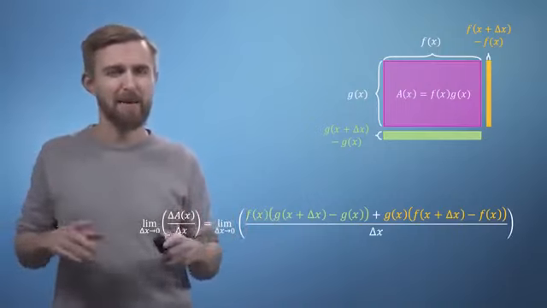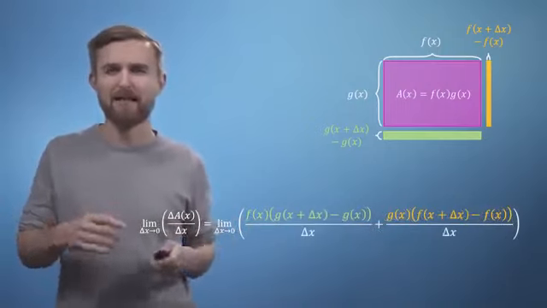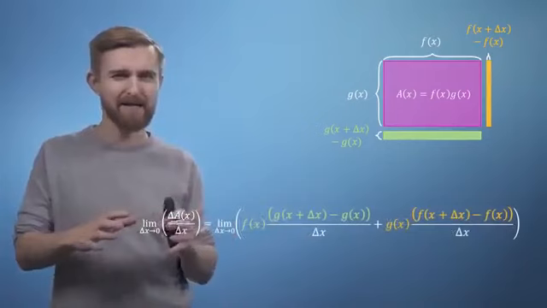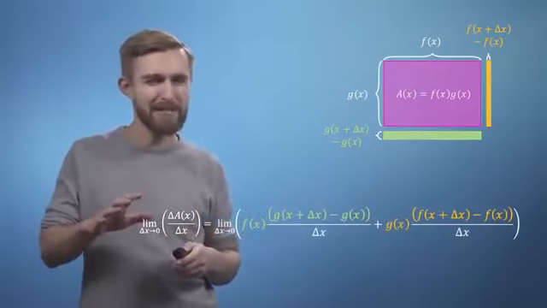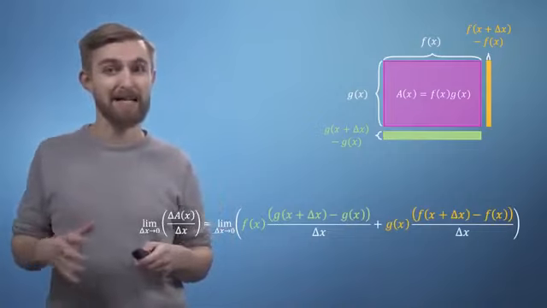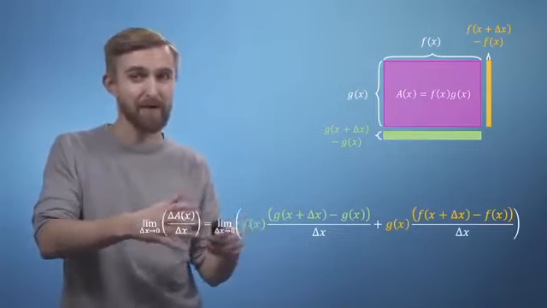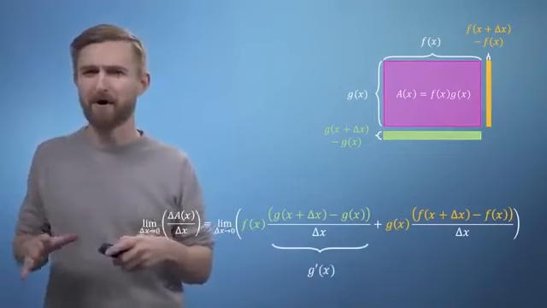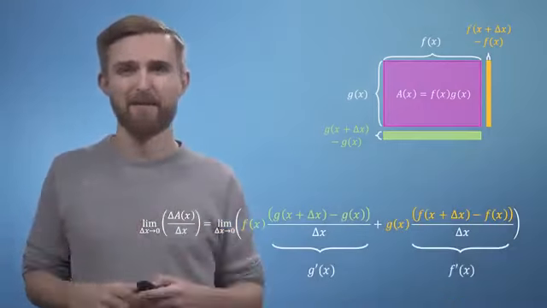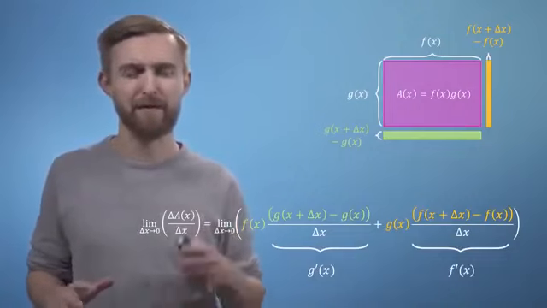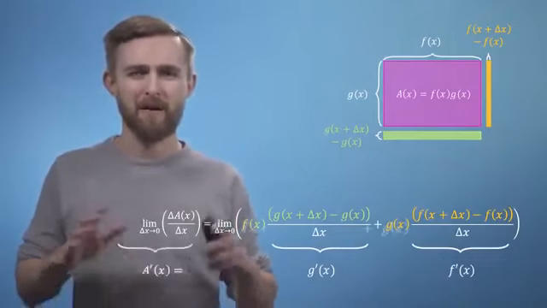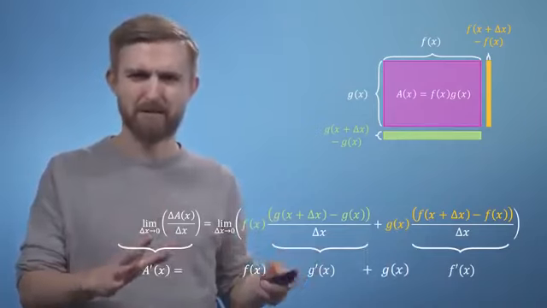So firstly, by splitting it into two fractions, and then secondly, by moving f of x and g of x out of the numerators. What I hope you can see now is that the first part contains the definition of the derivative of g of x, and the second part contains the derivative of f of x. Which means that we are now ready to write down our final expression for the derivative of a with respect to x, which has now just been reduced to this.